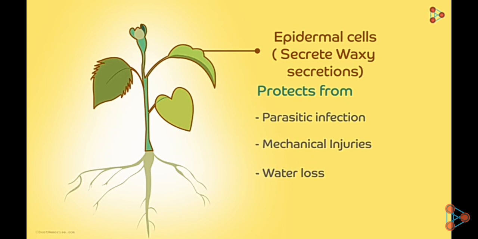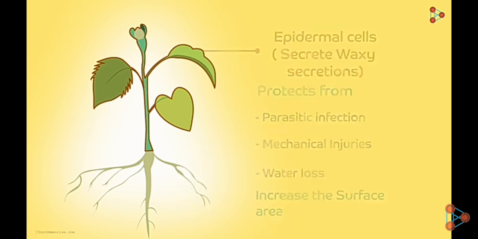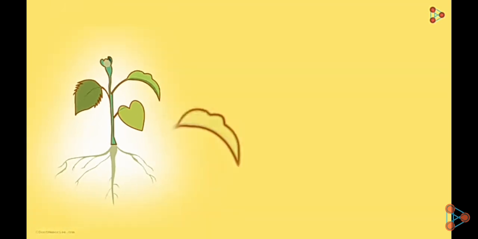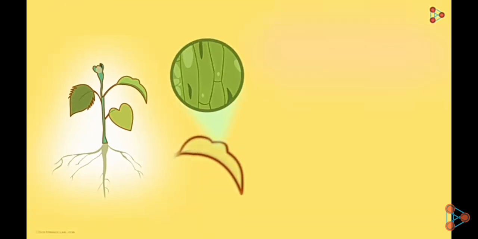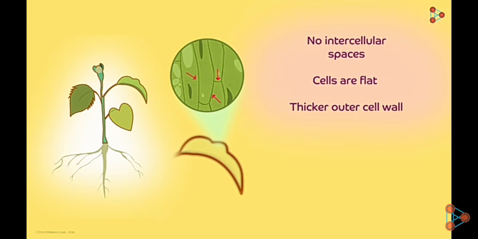In addition to this, when we observe the roots of plants, we find tiny, numerous hair-like structures. These are also the modifications of the epidermal cells, which help in increasing the surface area of absorption. Talking about their structures, now since they are forming a protective layer, it is obvious that they do not possess intercellular spaces. Also, the cells are very flat in appearance and possess a comparatively thicker outer cell wall.